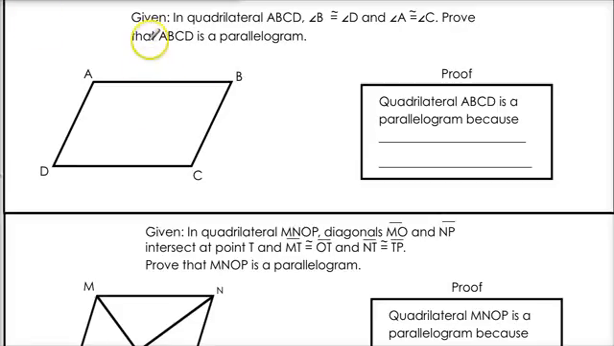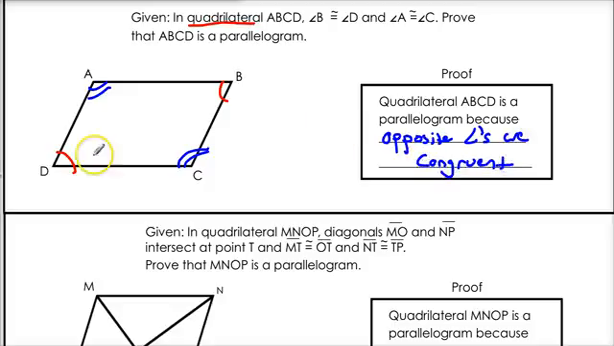All right, so let's say we were given this. In quadrilateral ABCD, we know that angle B is congruent to angle D, and angle A is congruent to angle C. We want to prove that ABCD is a parallelogram. Well, how do we do that with this given information? The way we prove it is to say this: quadrilateral ABCD is a parallelogram because, well, what did we learn? Because opposite angles are congruent.